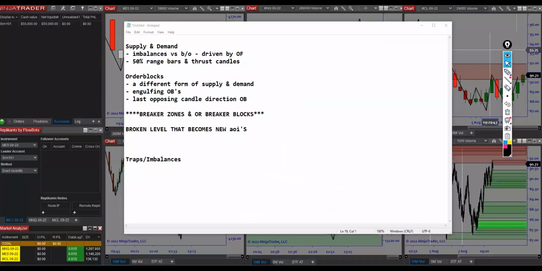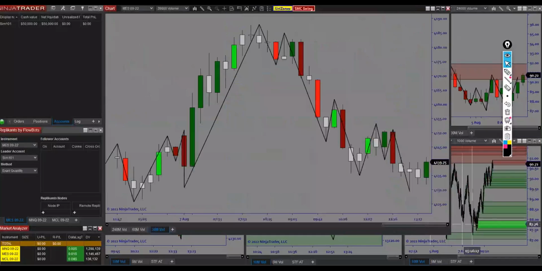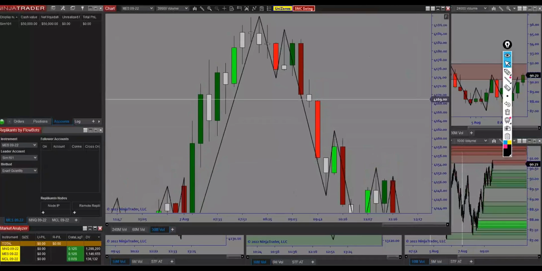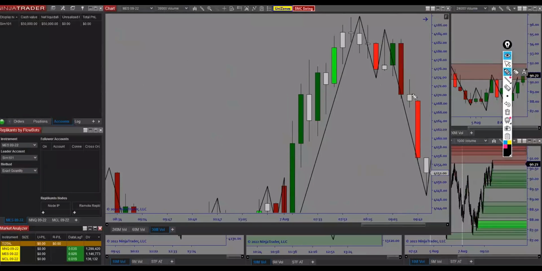So let's go in and show you what that means. It's a trap, it's an imbalance. I'll give you an example. This is what we consider an imbalance right here. You see how we have the low of this wick and the high of this candle? This entire space is an imbalance, right?